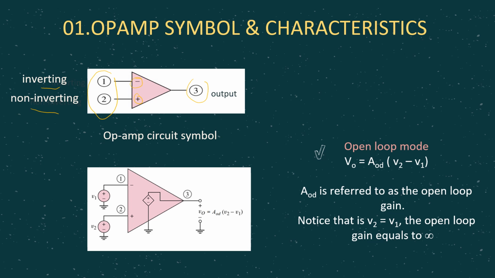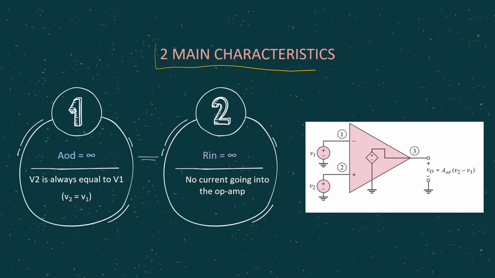And for OPAMP, what you need to know is you can imagine this OPAMP as the same black box as our amplifier model before this. You don't have to know what's inside it, but on the outside of it we have two input terminals and one output terminal. And you need to take note about open loop mode, where V0 is equal to AOD times (V2 minus V1), where AOD refers to the open loop gain, which I will explain more in the next slide.